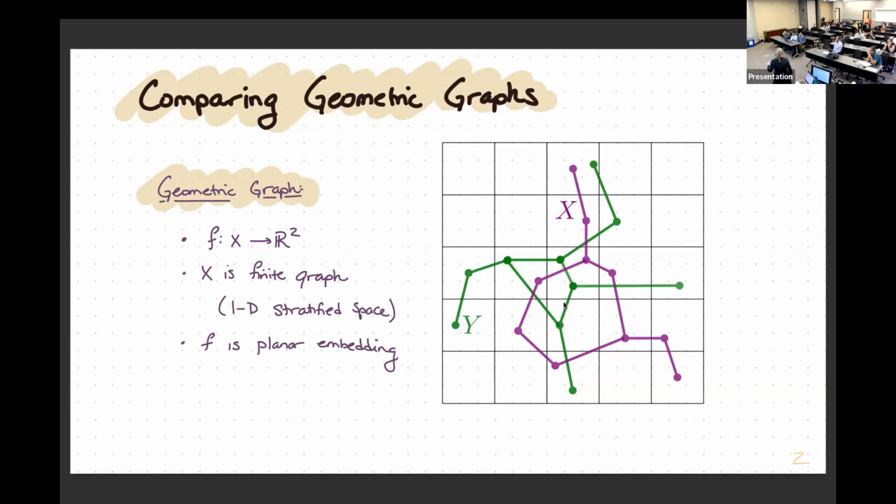This is the use case I have in mind. What we're going to do is start thinking about comparing geometric graphs. I've got two of these things embedded in the plane, and I want to talk about the distance between them. I want some number that gives me a comparison between the green Y and the purple X object. The way that we're going to do that is by thinking about things related to interleaving distances.